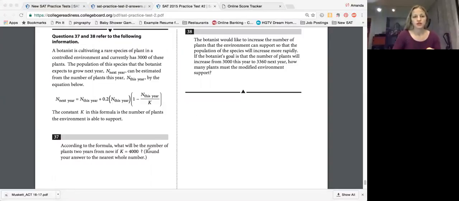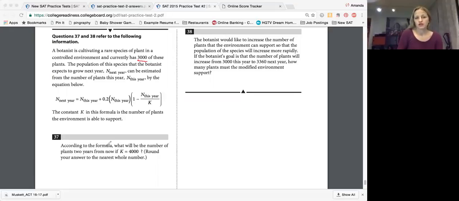So in this particular problem, it tells us that the species of plant, they currently have 3,000 of these plants. And they're telling us that the growth can be estimated using this formula. The number next year is going to equal the number this year plus 0.2 times the number this year times 1 minus the number this year over k. And k is some constant.